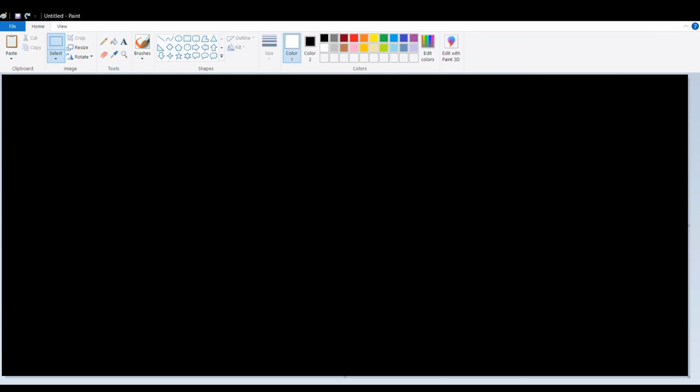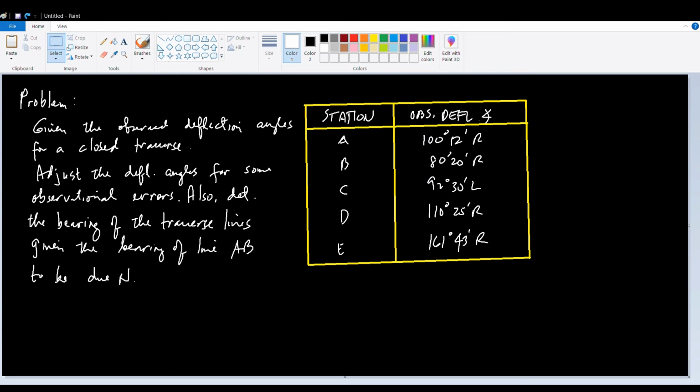As an exercise, you work on the following problem. So we are given the observed deflection angles for a closed traverse, adjust the deflection angles for some observational errors. Also, determine the bearing of the traverse lines given the bearing of line AB to be due north. So you have 5 station points, A, B, C, D, and E, and the observed deflection angles are indicated in the table. So you can start at A by sketching line AB due north. So that is AB.